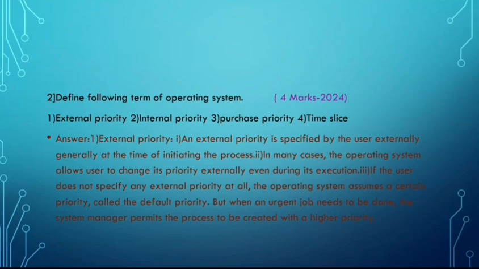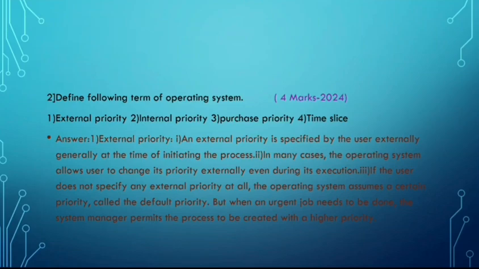Let's see the second question. This is for 4 marks. Each term contains 1 mark. These all are the types of priority. Basically, priority means that some things get more importance than another because it's important or urgent. Let's see the first type of priority, external priority.